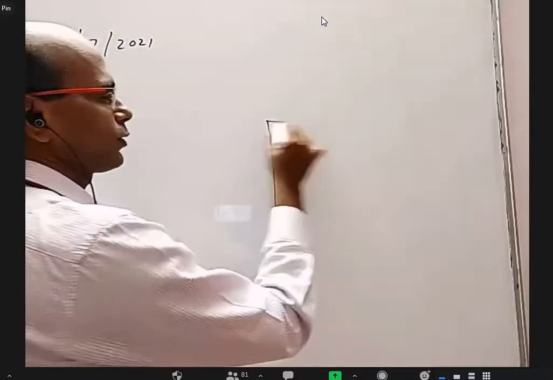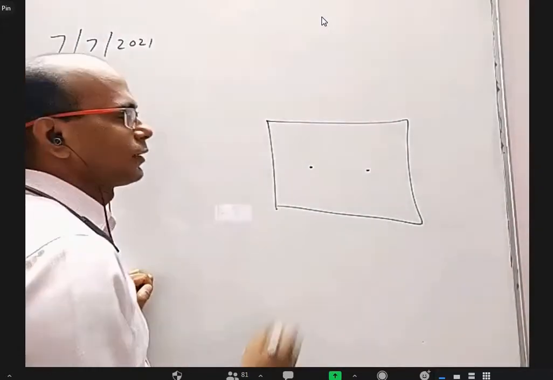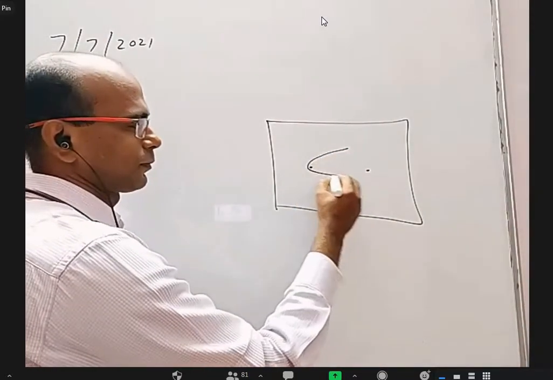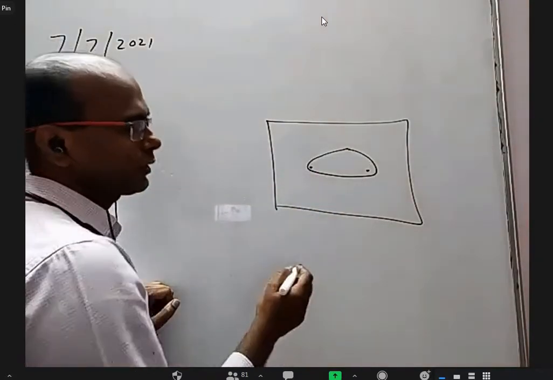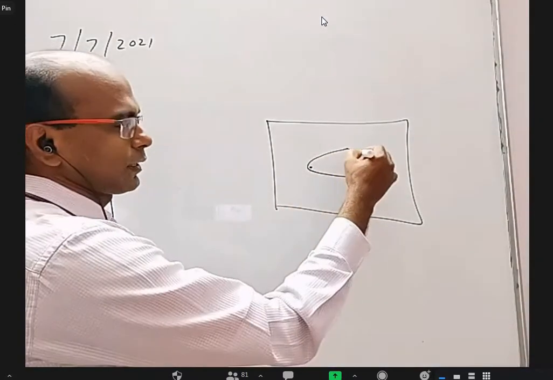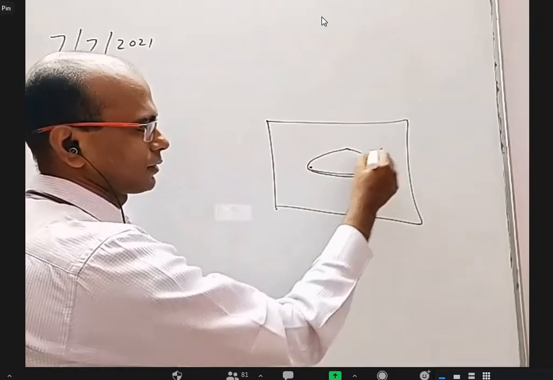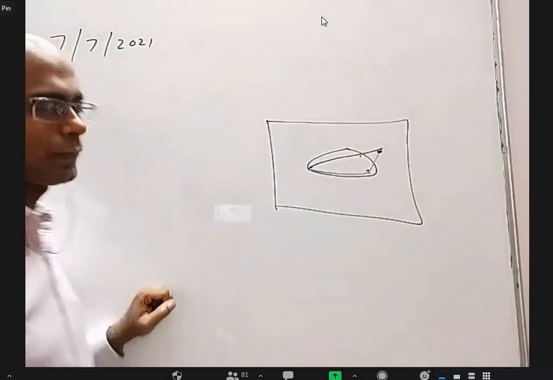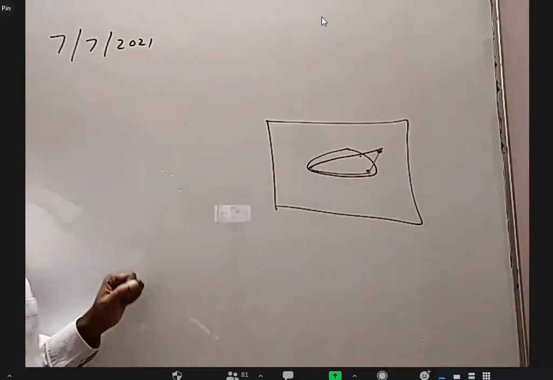You take a cardboard, you take 2 drawing pins, and take a thread and tie the 2 ends. Now it is closed, the thread. Now take a pencil, put it here, and make it tight. So the thread should be tight, and your pencil is here. Keep it tight and move it like this.